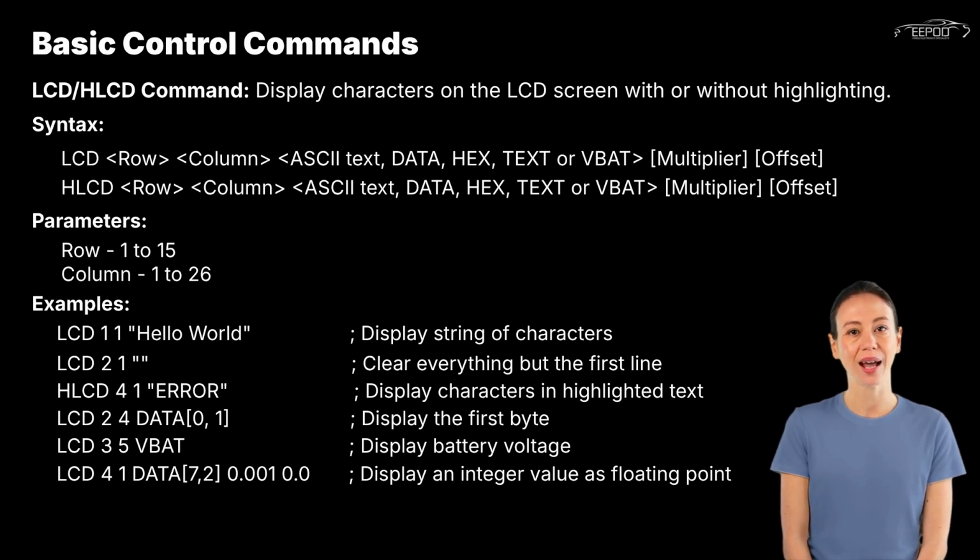Real-world tip. When showing important information like VIN, module ID, or errors, use HLCD so it pops out visually. If you're updating a value on the screen inside a loop, like a counter or voltage, remember to clear that part of the screen first using LCD row, column, blank quotes. Otherwise, old numbers might overlap.